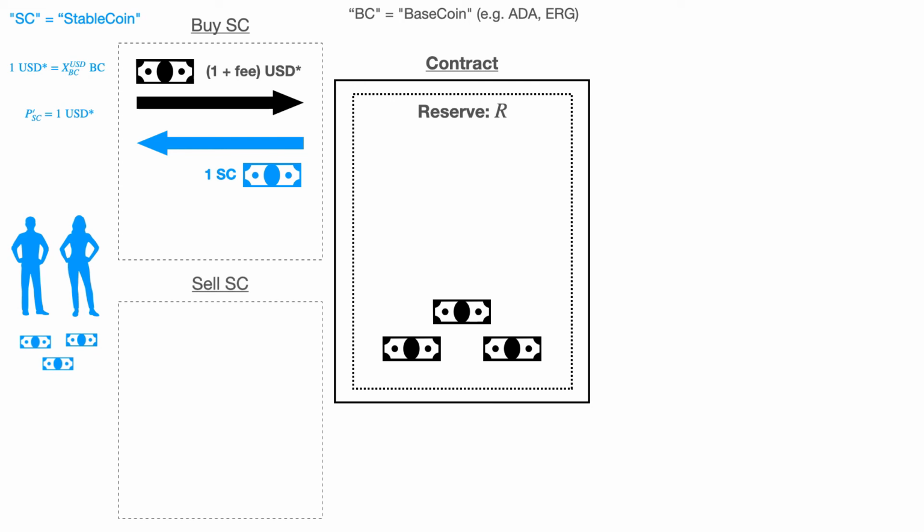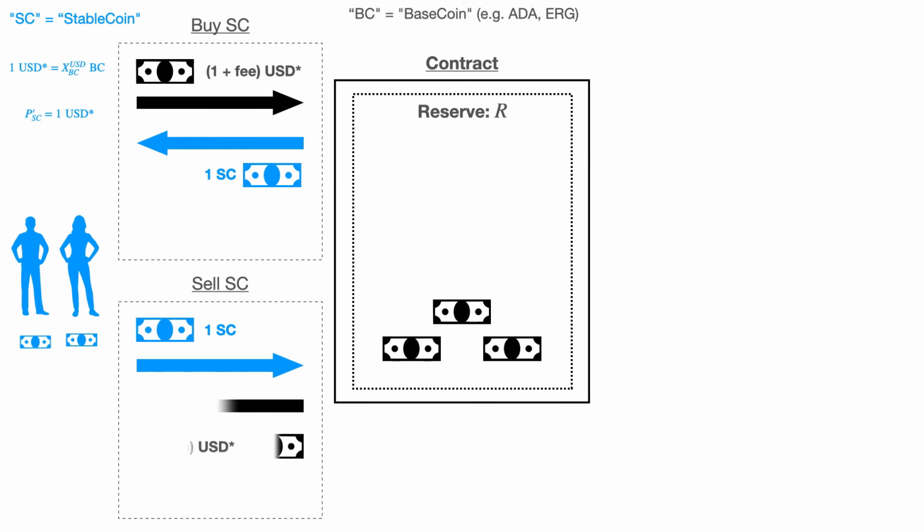Then later on, the users might want to sell stable coins. So they send, for example, one stable coin to the contract. The contract will get rid of this stable coin and will send back an amount of base coins that is equivalent to $1 to the user.